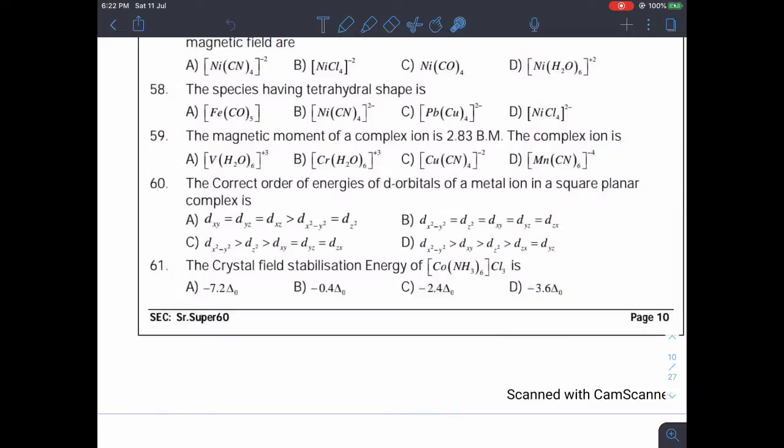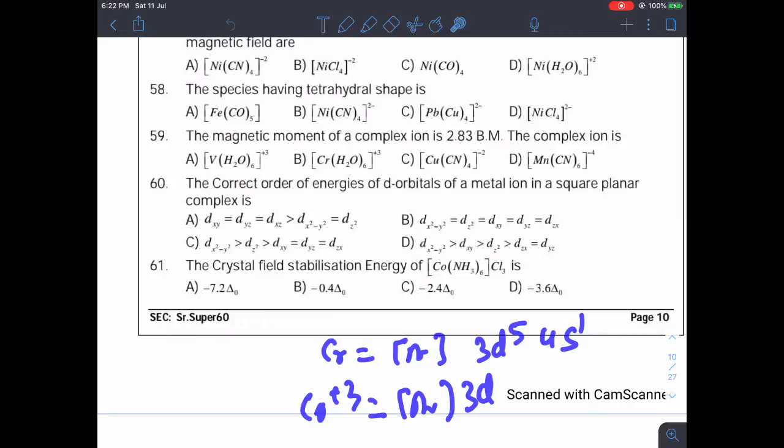Now similarly, if you want to verify this, here you see chromium is in +3 state. So chromium's configuration is [Ar] 3d5 4s1. So chromium in +3 state will be [Ar] 3d3, and d3 means how many unpaired electrons? We have 3 unpaired electrons, right.